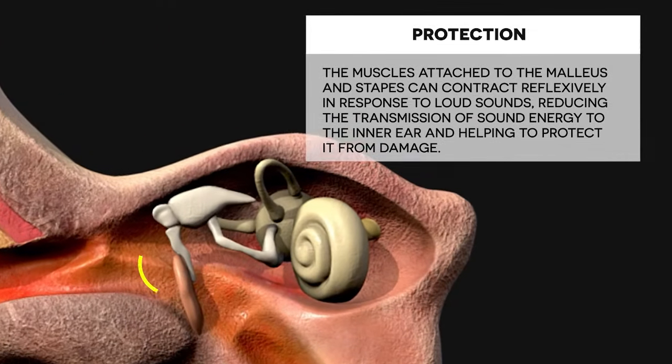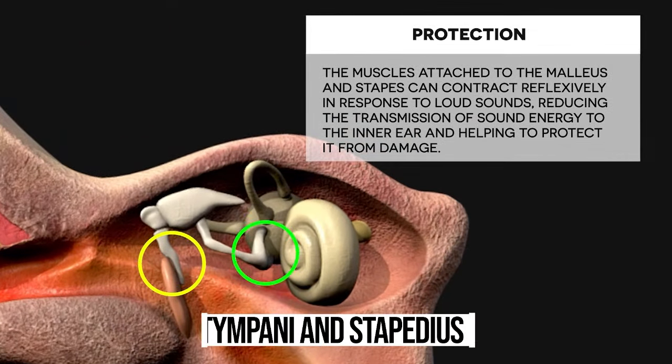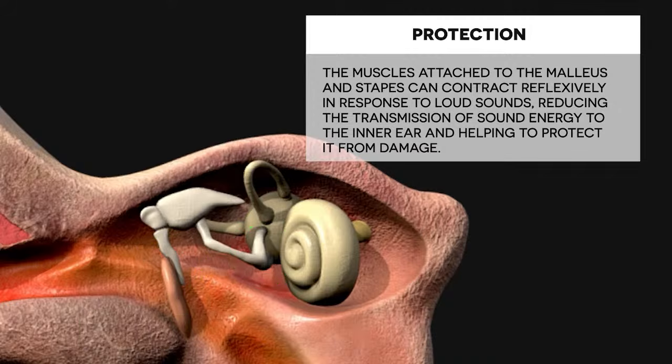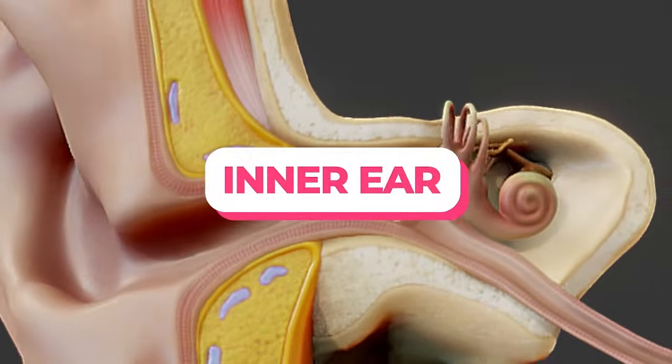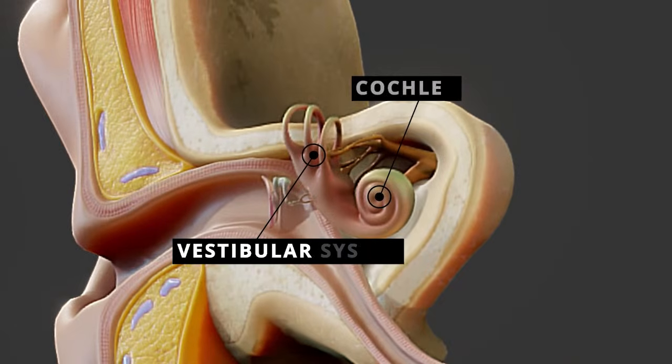The muscles attached to the malleus and stapes, the tensor tympani and stapedius muscles, respectively, can contract reflexively in response to loud sounds, reducing the transmission of sound energy to the inner ear and helping to protect it from damage. Inner ear. The inner ear consists of the cochlea and vestibular system.